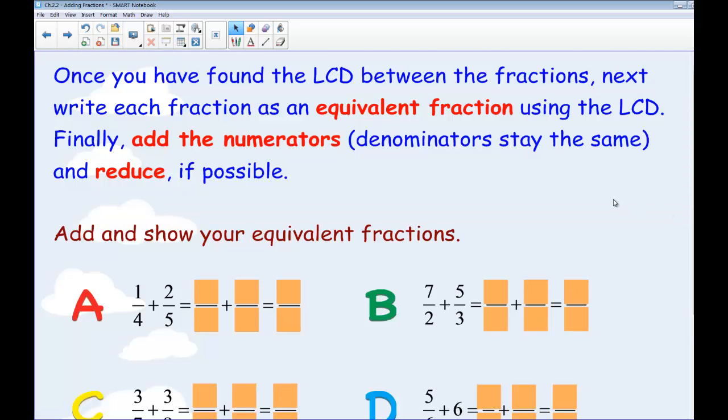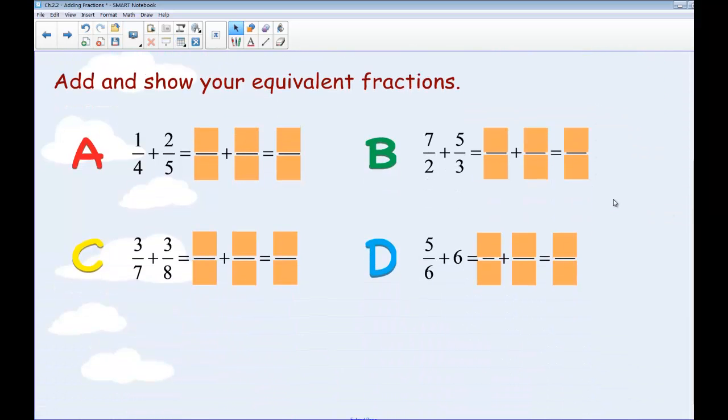So here I have 4 questions set up for you to add up the pairs of fractions. So now once again is a good time for you to pause, try these questions first, and then check your answers. Don't forget to write your equivalent fractions in between, okay, before you simplify and reduce.